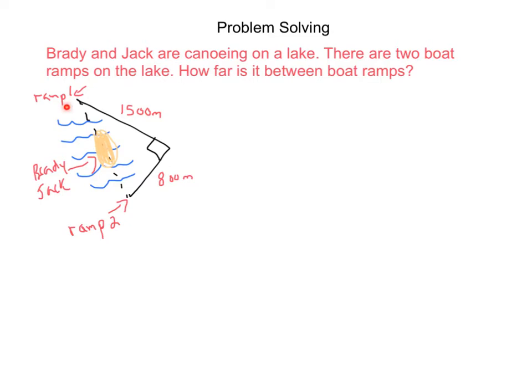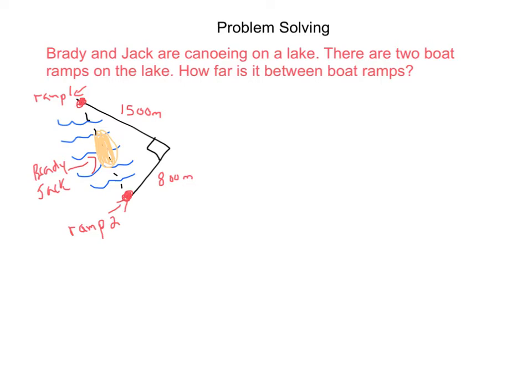As you can see from my diagram here, we've got boat ramp 1 right here, and boat ramp 2 is down there. We know that the distance from here to here is 1,500 meters. The distance from here to here is 800. What I want to know is how far it is diagonally across. Instead of having to drive a boat over to this boat launch, how far is it just to go across? And we have a little diagram of Brady and Jack right here.